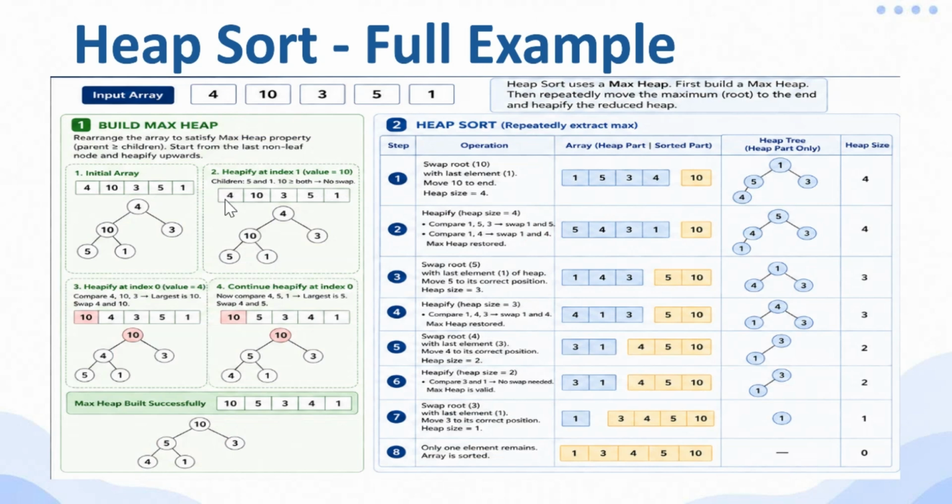So here we heapify index 1. At index 1, the value is 10, so its children are 5 and 1. Since 10 is greater than both of its children, nothing changes. Okay, so then we heapify index 0.